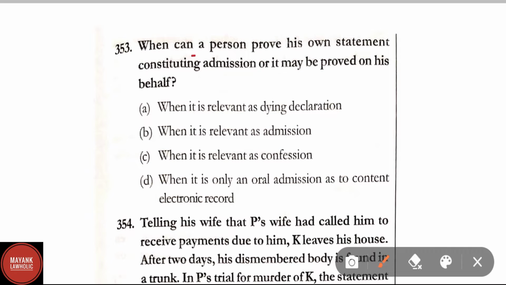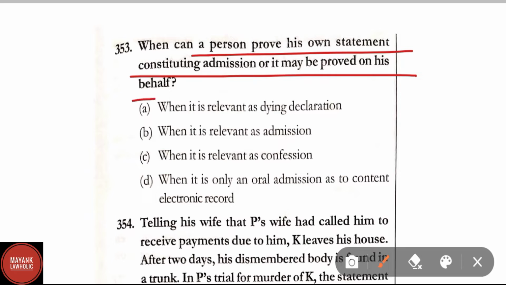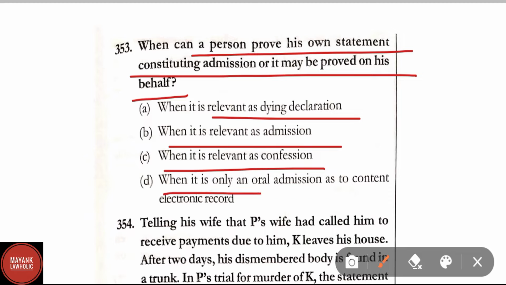Question number 353. When a person proves his own statement constituting admission, or it may be proved on his behalf, when is it relevant? As dying declaration, as admission, as confession, or when it is only an oral admission as to the content of an electronic record. Here correct answer is option A, when it is relevant as dying declaration.